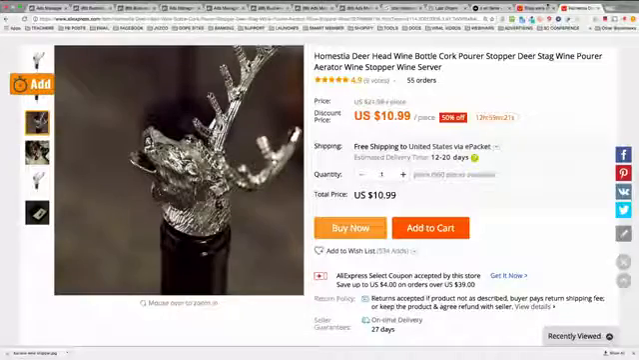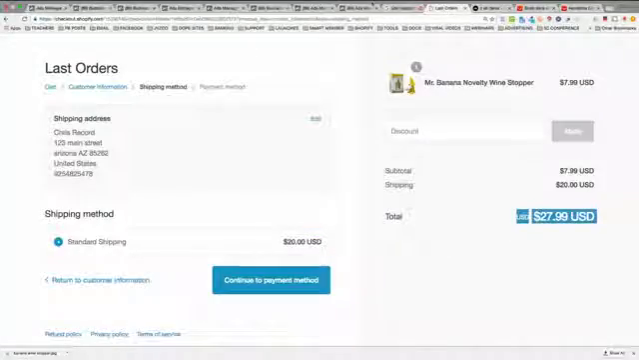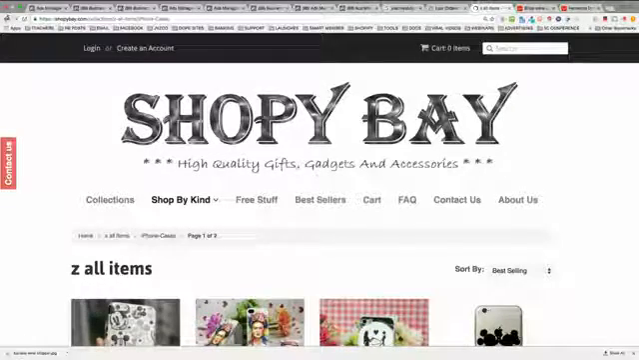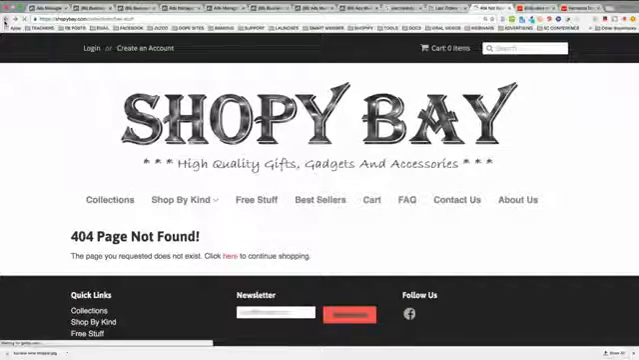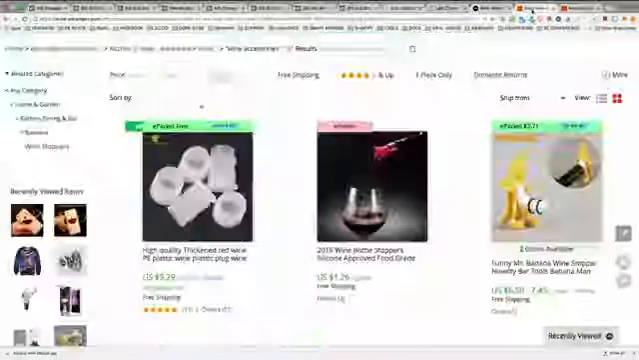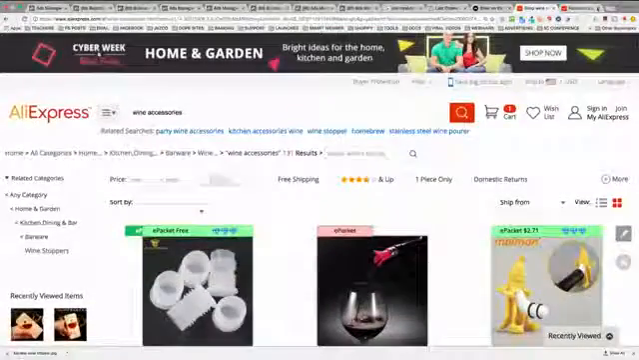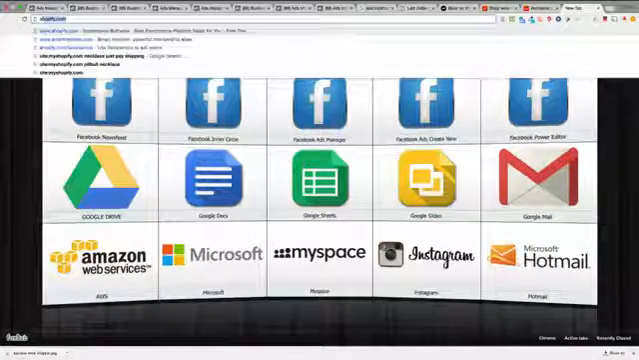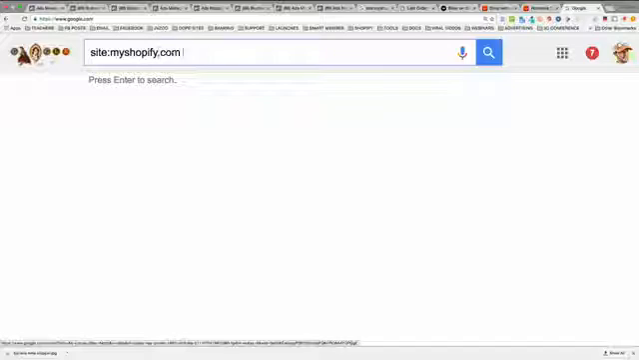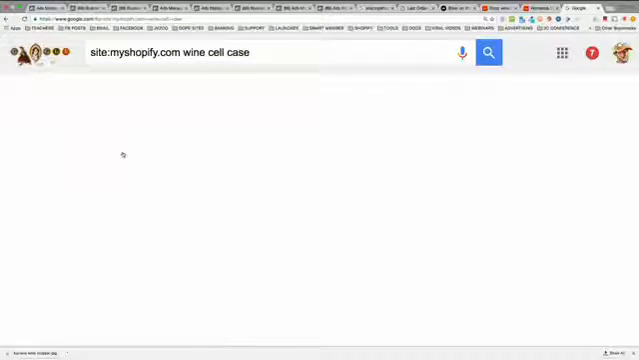Now that you understand the process, let's go find some of these products that we were talking about. Okay, so we at least have two products. We have the motorcycle ring, and then we have the wine glass. Let's go to Google. We're going to pull up two products. Let's go site:/myshopify.com, wine cell phone case.